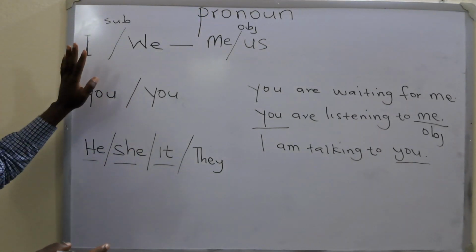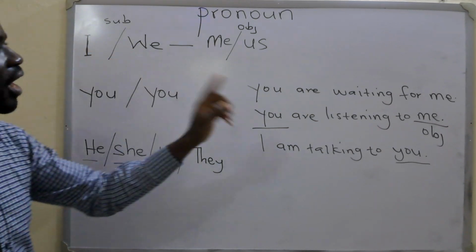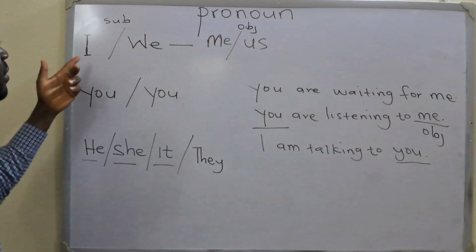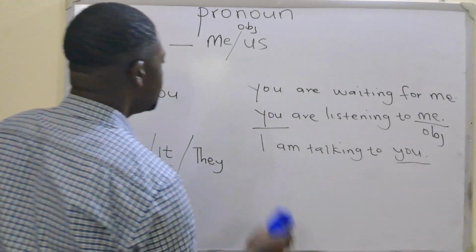I changes a lot. If it is plural, it will be we. If it's going to the object position, it's me. And if it's a plural in the object position, it's us. Good.